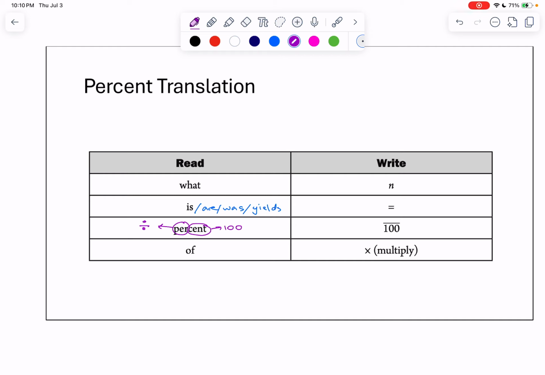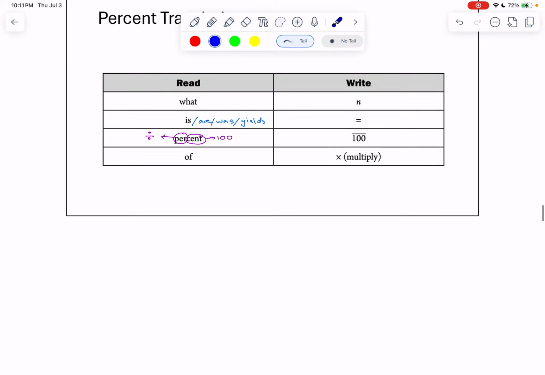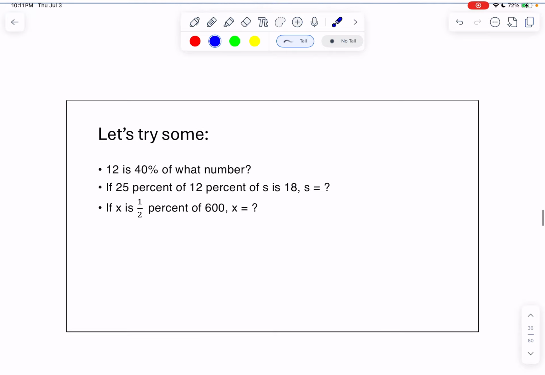So percent literally means take whatever you see before me and divide it by 100. Now of, I don't have a cute way to remember that, but of is multiply. So anytime you see the word of, half of 4 means half times 4. So let's put this translation station into action.